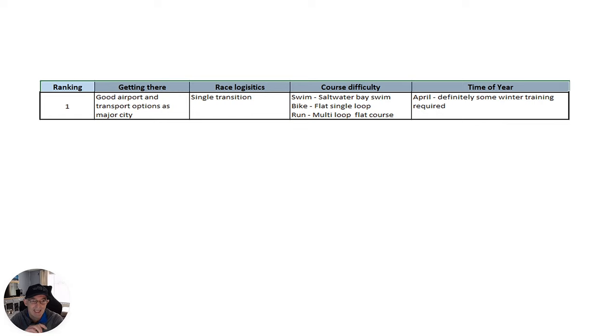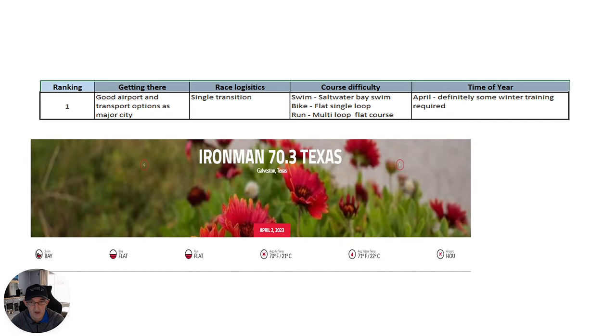The only negative I found about this race, in terms of talking to guys, is that it is in April, so it's early in the year, so you will need to be doing some of your longer stuff during the winter months, and again, you just need to plan for that. And of course, we are talking about 70.3 Texas.